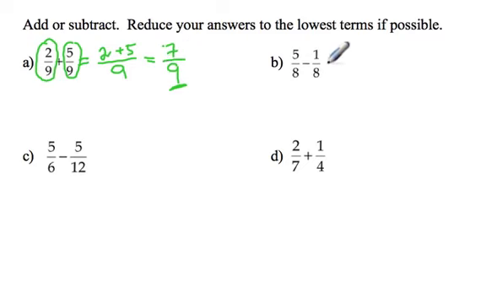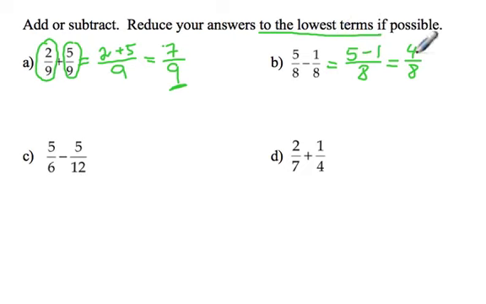For question B, we have the same denominator, 8, so we can add or subtract the numerators. 5 take away 1 over 8 equals 4 over 8. This is a correct answer, but we are also asked to reduce our answer to the lowest terms.